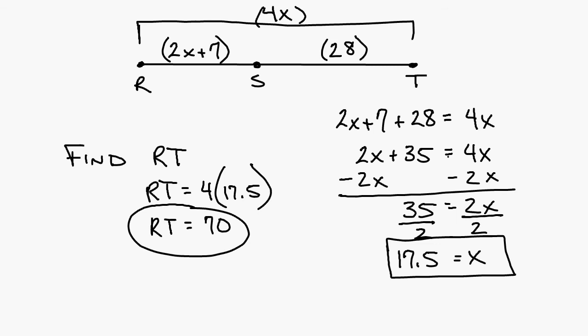So in this type of problem, you had to use the segment addition postulate to set up a formula, solve for your variable, and then take your variable and substitute it back into the original expression and find the length from R to T. Any questions on that? Okay.